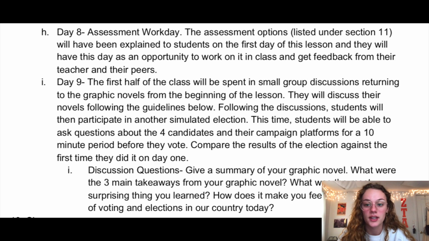So day 8 of the lesson plan is going to be an assessment period workday, which I will talk about in just a moment. Day 9, the first half of the class will be spent discussing the graphic novels that students have now finished reading. And the second half of the class, we will be revisiting the simulated election just to see maybe how the vote changes, how the results of the election change after completing this unit.